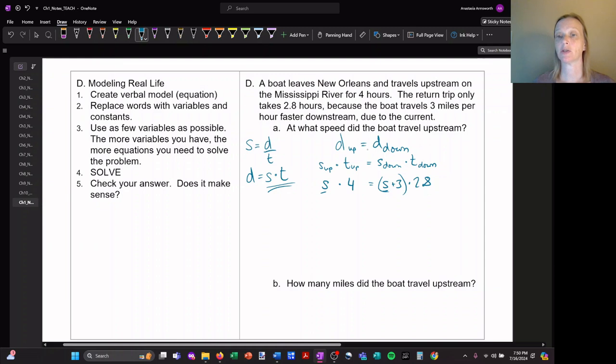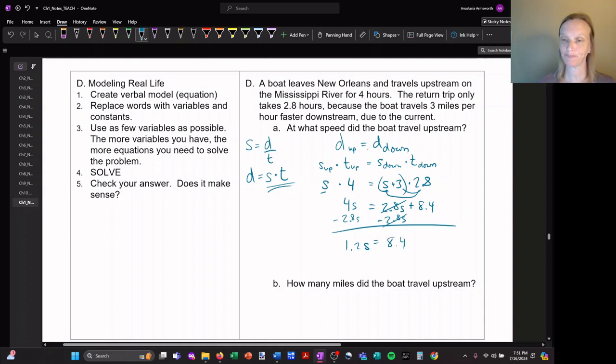Let's simplify both sides of the equation. Speed times 4 is just 4s. Here on the right side of the equation, 2.8 times s is 2.8s, and then 2.8 times 3 is 8.4. And now I want to consolidate all my s's on one side of the equation. So I'm going to subtract 2.8s from both sides, and I'm left with 1.2s. The 2.8s minus 2.8s leaves us with 0, and we just have 8.4 on the right-hand side.